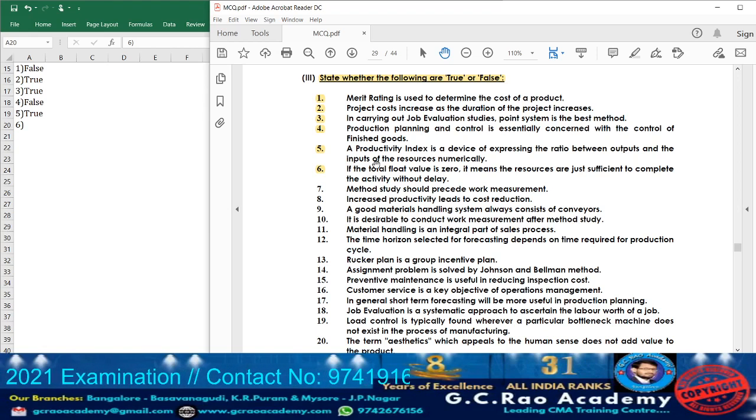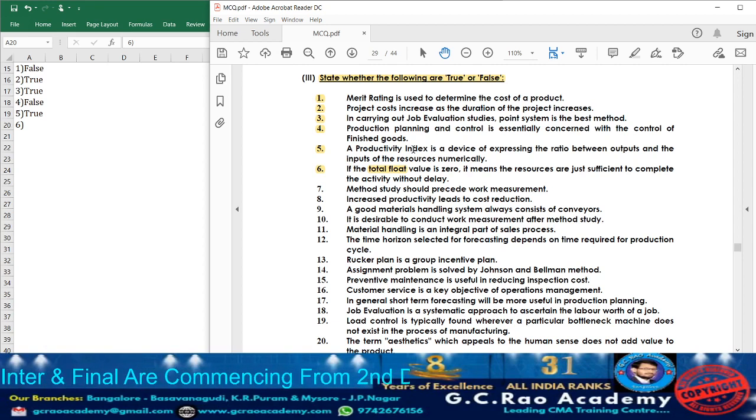How are we going to calculate total float? Total float is calculated in CPM, the critical path method. When we evaluate projects with the help of CPM, we calculate total float. Usually the total float value on the critical path will be 0. Total float is the difference between the latest finish time and the earliest finish time, or the latest start time and the earliest start time.